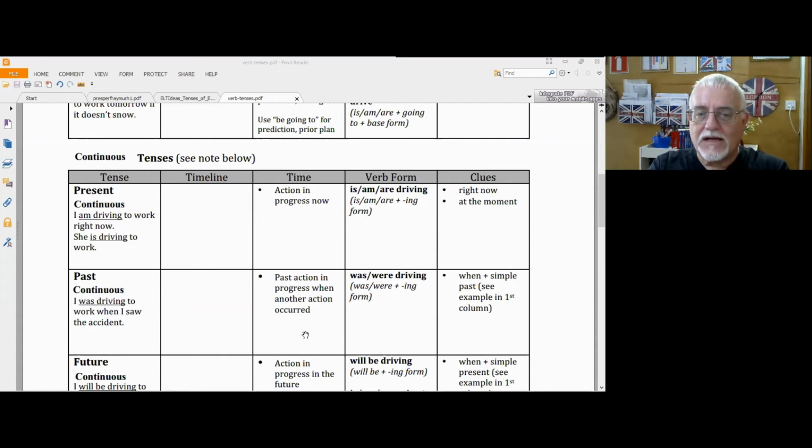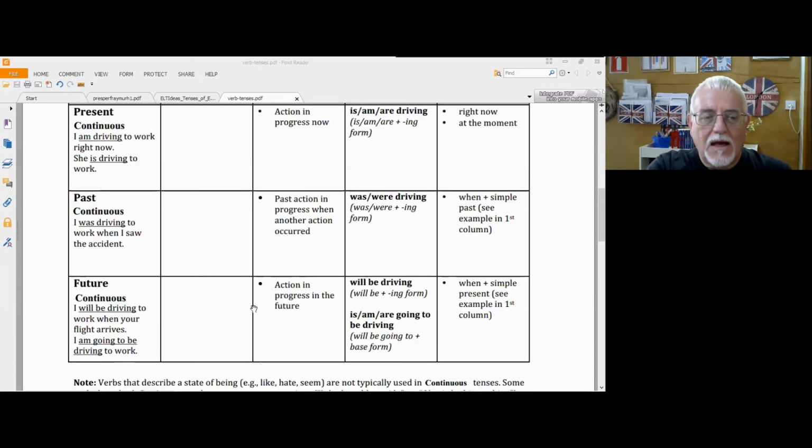So it's an action in progress. And clues are, it's an action that was in progress until another action occurred. Okay, so was, were, plus the ing form of the verb. And the trigger words are when, plus the simple past, yeah? And it's saying here, see the example in the first column, I was driving to work when I saw the accident, and also bear in mind the example I gave you, I was watching TV when you called, okay?